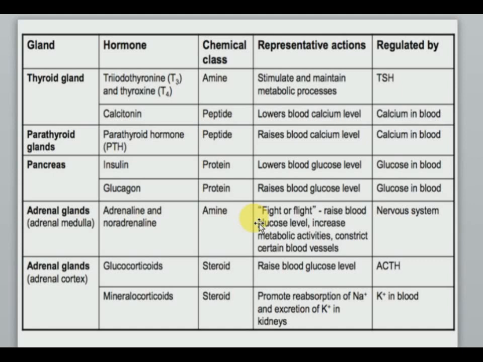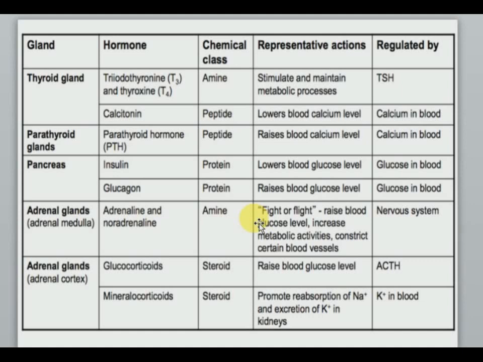Also, we have the parathyroid and calcitonin, which is a peptide. It lowers blood calcium level, and it's controlled by the calcium in the blood. So it means that there's this mechanism called negative feedback and positive feedback. Most of the hormones in the body are regulated by negative feedback. Only a few are controlled by positive feedback. So most of this, calcium, glucose and all, it is by negative feedback they regulate the hormones.